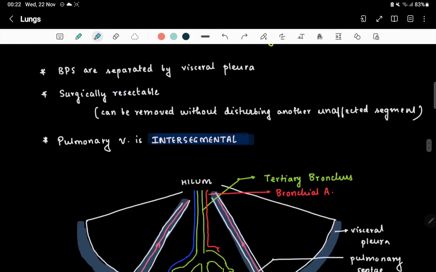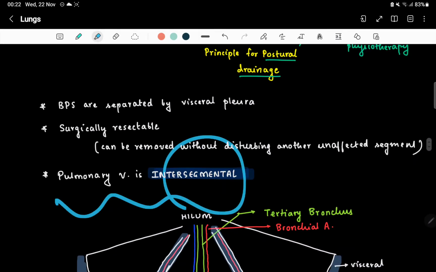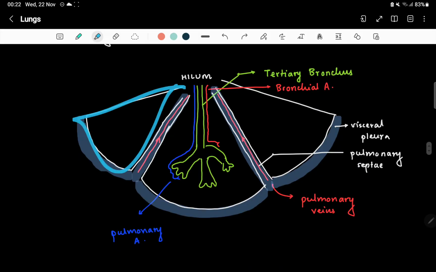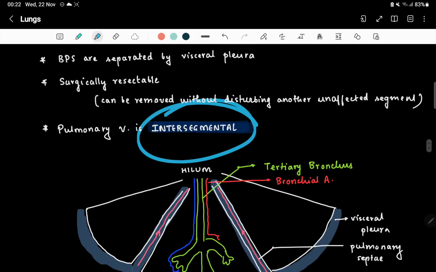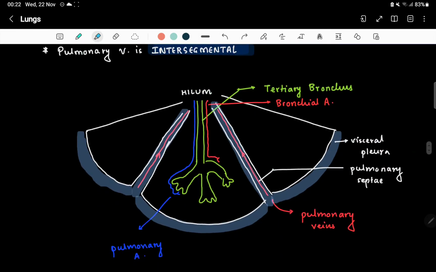Talking about the pulmonary artery, it is intersegmental. Let's say we have bronchopulmonary segments 1, 2 and 3. One tertiary bronchiole is supplying this, another is supplying that, and the bronchial artery is present in line with the tertiary bronchiole. The pulmonary artery is intersegmental. And the pulmonary veins are going between the segments.